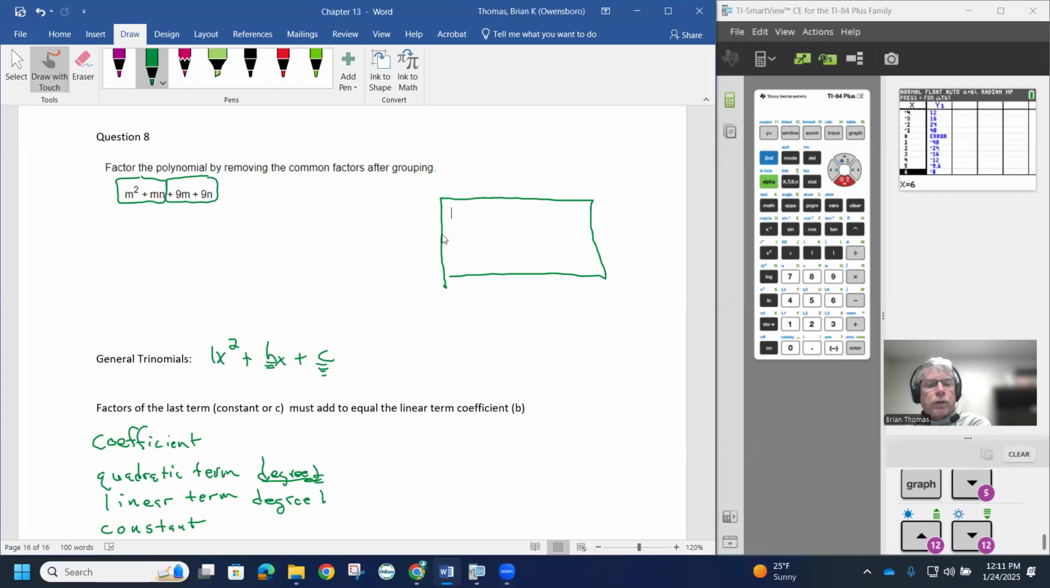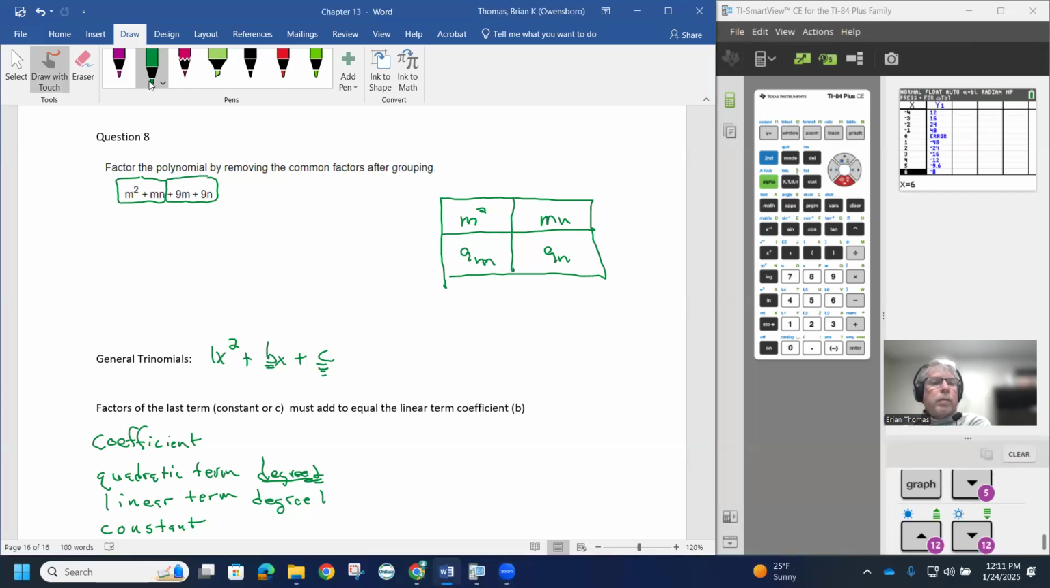So by doing this, what I pick up on is the m squared and the mn become the top row, and the 9m and the 9n become the bottom row. And then since we have two terms and two terms, that makes four terms altogether. I just turn this into four square by putting a box here.